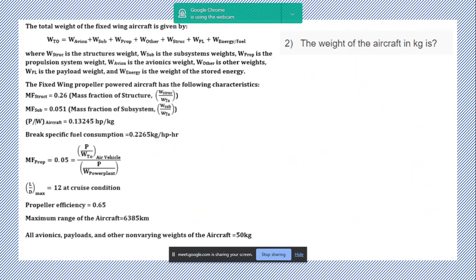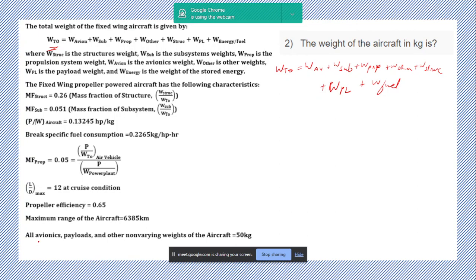The weight of the aircraft in kg. By weight of the aircraft, they mean the total takeoff weight, W_TO. This is what you're asked to find out. Let's write down that equation again. W takeoff is W avionics plus W subsystem plus W propulsion system plus miscellaneous weights plus weight of the structure plus weight of the payload plus weight of the fuel.